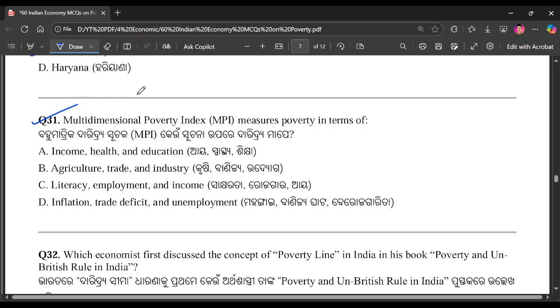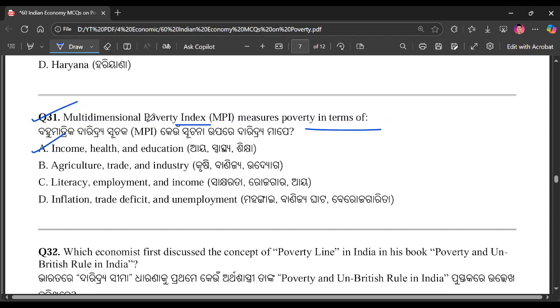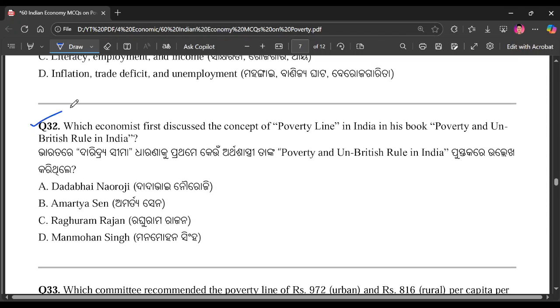Question number 31. Multi-dimensional poverty index measures poverty in terms of? Right answer is option number A. Question number 32. Which economist first discovered the concept of poverty line in India in his book Poverty and Un-British Rule in India? Right answer is option number A.